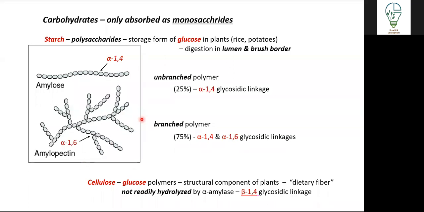Okay, so that's when we talk about starch. Starch are polysaccharides that we can digest and absorb, and we will talk more about how we absorb them. They are amylose and amylopectin.